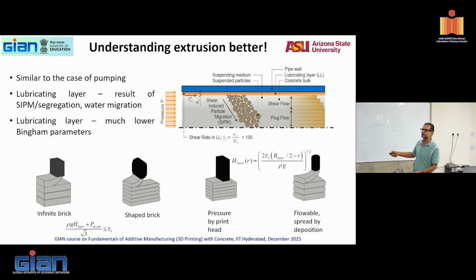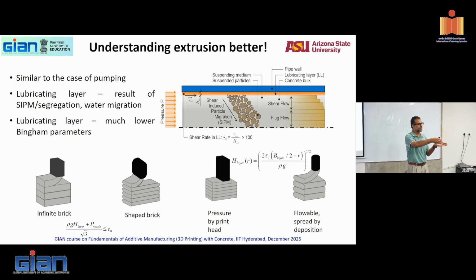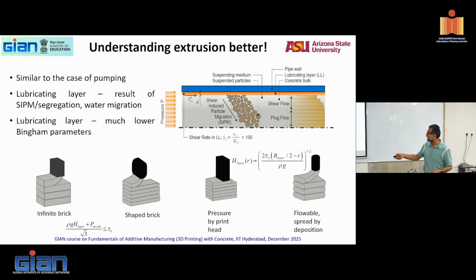now, what are the different ways in which you want to extrude? So here are some classic examples. You want to connect that boundary layer properties with how you want to extrude. This is something called an infinite brick extrusion, where it's actually a very thick fluid. You extrude it like a brick. It comes in, it's very shape stable, it just stays like that, very stiff mix, right? Infinite brick. You can have a shaped brick where, because of your overburden pressure, you can have some kind of squeezing. So you have a certain dimension of the nozzle. Here, what you get is exactly the dimension of the nozzle.